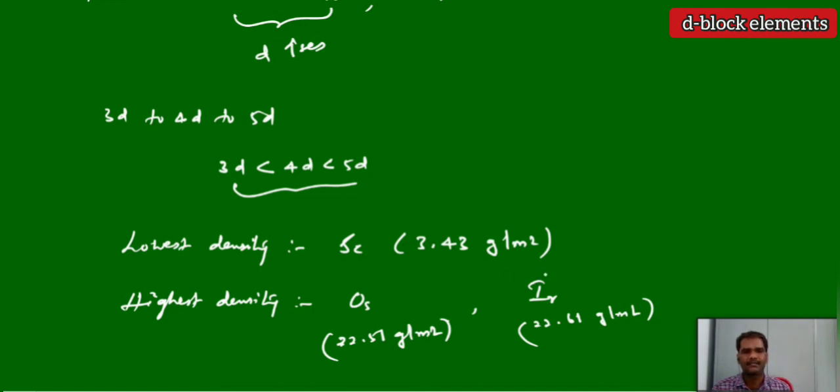You can compare these densities. Normal water has a density of 1 gram per ml. This is 22.61 gram per ml. Even mercury, which we feel is quite heavy, is 13.6, but iridium is almost double. You should remember which element has the highest density in the periodic table or D block.